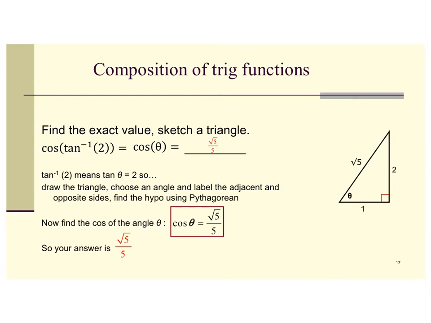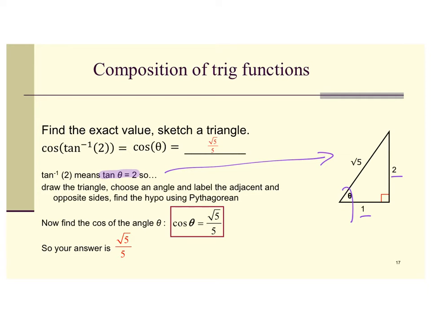Find the exact value, sketch a triangle. Okay, find the exact value and sketch a triangle. The cosine of the inverse tangent of 2. Well, the inverse tangent tells me that tan theta is 2. That's what that means. So if the tan of theta is 2, I draw myself a triangle. I choose a side theta, and then I label it opposite over adjacent, 2 over 1, so that it's 2.